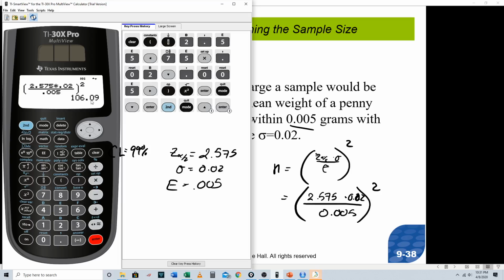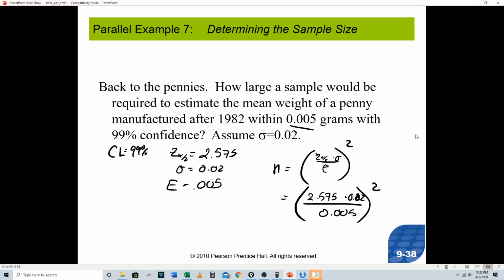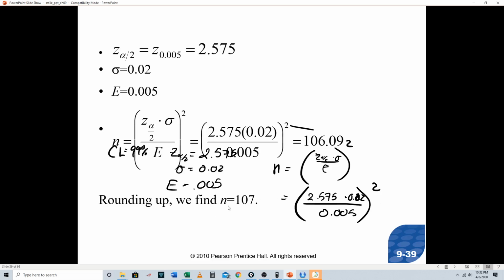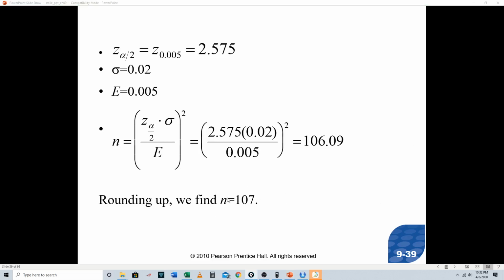But I can't have any lower than this, because if I even go 9/100 lower than a penny, if I take that off, that's going to be off by more than 0.005. The margin of error will be bigger than 0.005. Not by much, most likely, but still, it doesn't matter. The point is, always drop the decimal and add 1, so we should get 107 as my answer. 107 is the answer. Always drop the decimal and add 1 when you're finding sample size, so just make sure you take note of that.